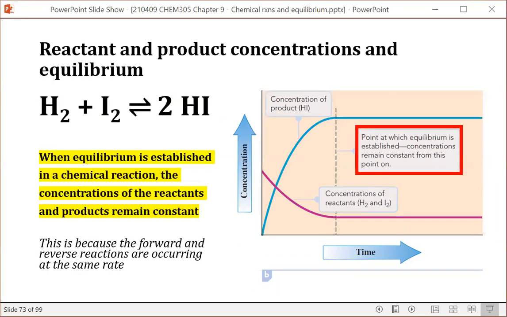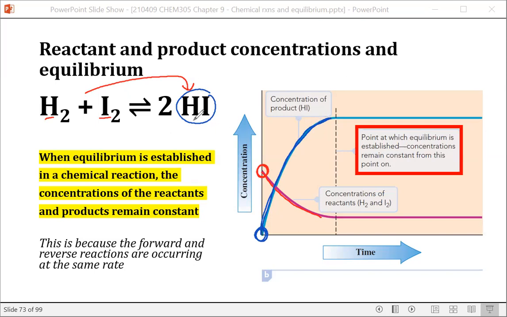In terms of concentration, what that looks like is that initially, at the beginning of the reaction, you have a high concentration of your reactants because you're mixing together H2 and I2, so their concentrations are high. But as they're converted into products, the concentration of the reactants goes down. Meanwhile, you're producing product. Initially your product concentration is low. You don't have any product made yet at the beginning of the reaction, but as the reaction proceeds, you're making more and more product, so its concentration goes up.